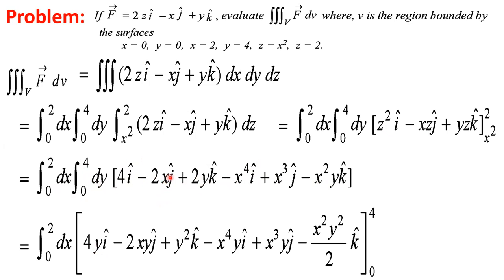Similarly, there is no y here, so integrating this with respect to y will give me just y, because the integral of dy is simply y. Similarly, I have a y here, so integrating this with respect to y will give me y squared by 2, and this 2 will cancel with this 2, and I'll simply be left with this y squared, with this k unit vector.